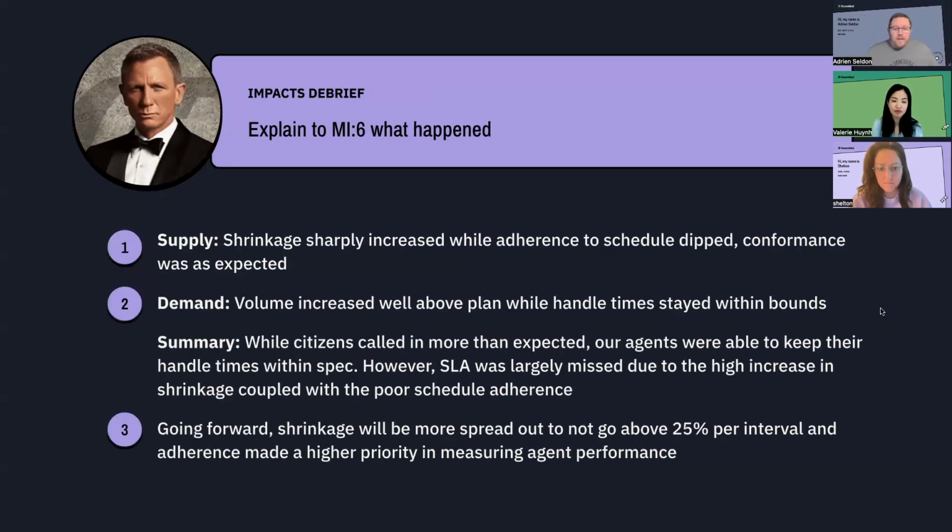So here it is. Explain to MI6 what happened. What's our debrief here? Supply. Shrinkage sharply increased while adherence to schedule dipped. Conformance was about as expected. Demand volume increased well above plan while handle time stayed within bounds.